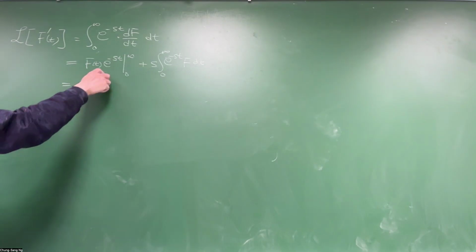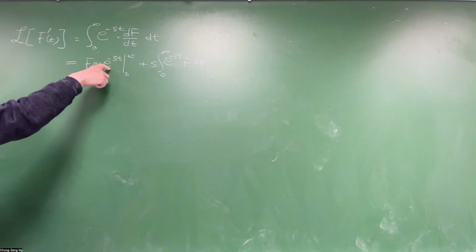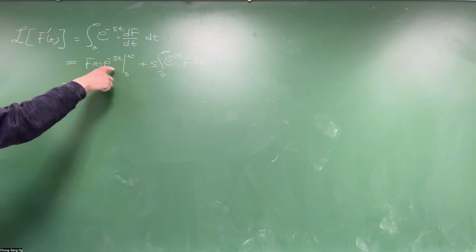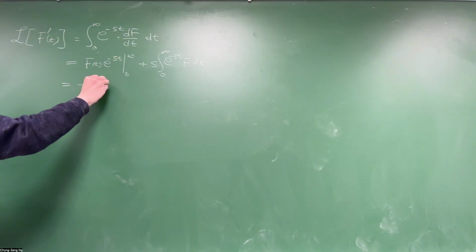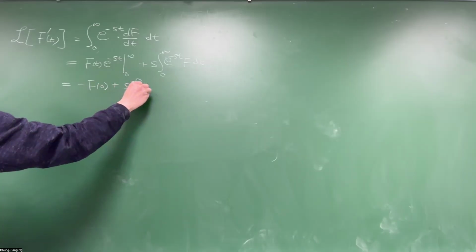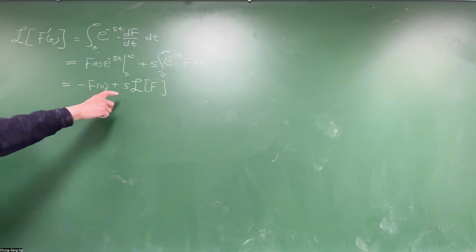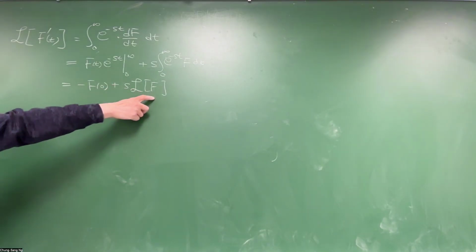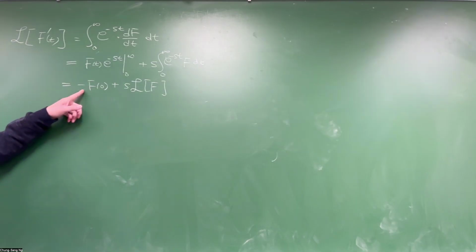Now the first term, the upper limit is 0 because we have the exponential function. At infinity it is 0. So at the lower limit, this is 1, so it's minus f(0). And then plus s times the Laplace transform. Okay, so this is the formula. The Laplace transform of df/dt is s times the Laplace transform of f, minus the function at 0, that is the initial value of f. Okay, so that's this formula. Is that okay? This derivation is straightforward.